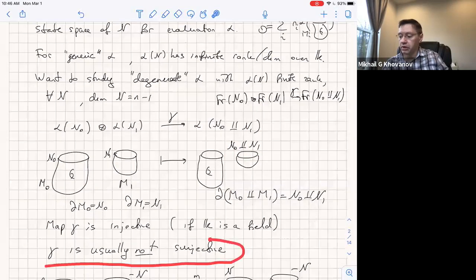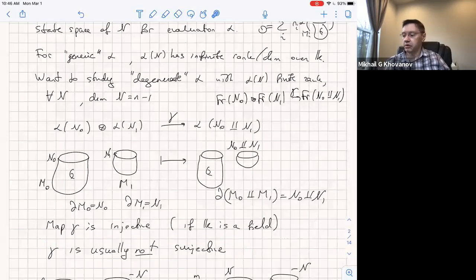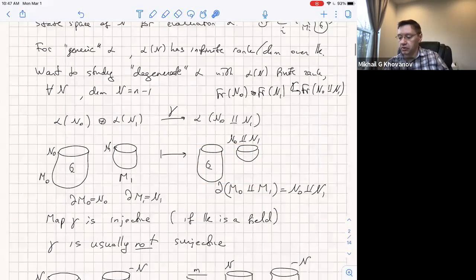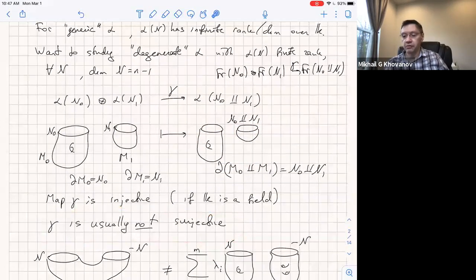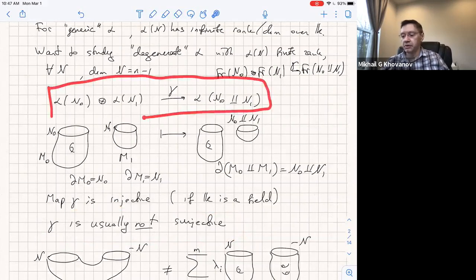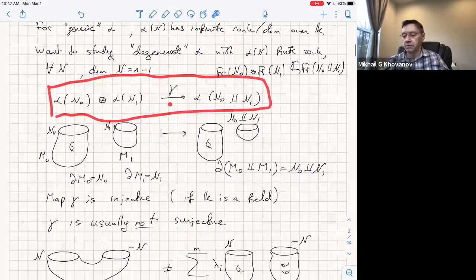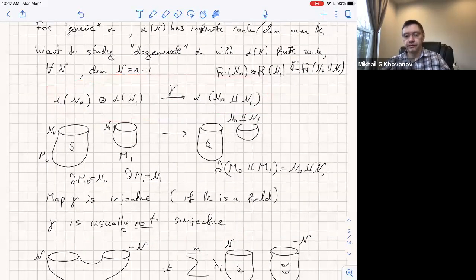But usually the map is not surjective, in the sense that you can build cobordisms that connect n null and n1, and these cobordisms will not decompose into combinations of cobordisms that are disjoint. We'll see examples. So usually this map is not surjective. And in this sense, it differs from a TQFT, because in a TQFT, these maps are isomorphisms.